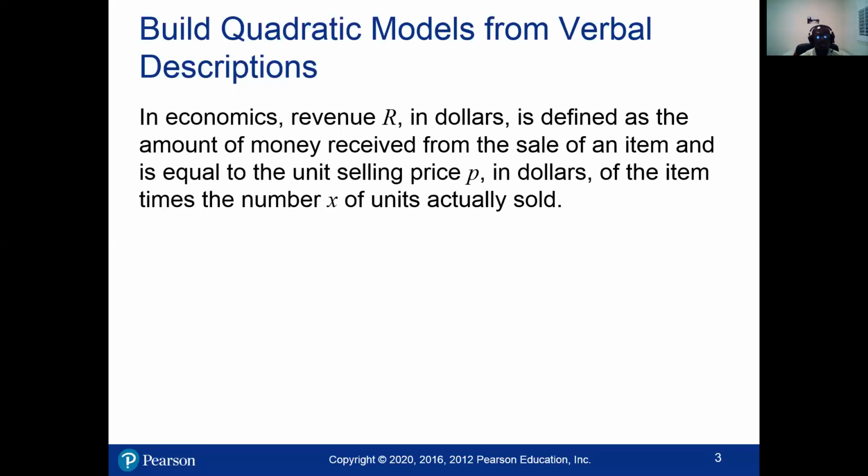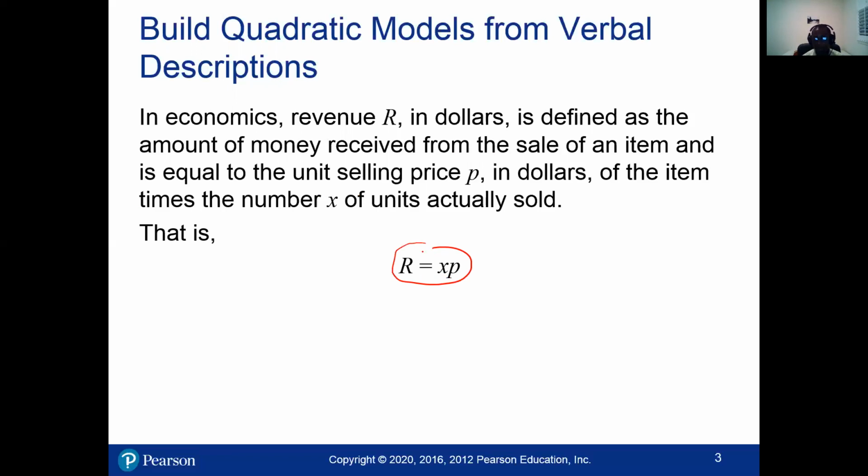All right. So in economics, we know that revenue, we denote R for revenue, in dollars, and it is defined as the amount of money received from the sale of an item, and is equal to the unit selling price P in dollars of the item times the number X of units actually sold. Okay, so in effect, the revenue R is given by R equals X times P.